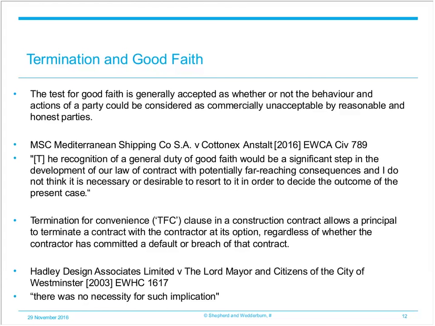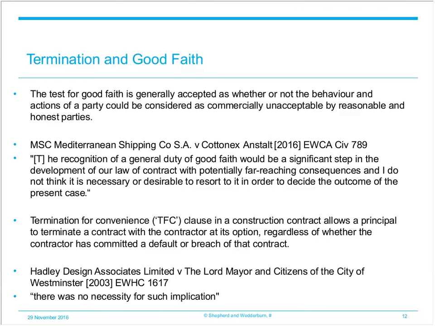Despite this clear statement, in more recent years, English case law has seen a growing willingness of the courts to imply a duty of good faith in certain circumstances. In Yam Seng against International Trade Corporation in 2013, for example, it was held that a duty of good faith could be implied into an English law contract where it was right to do so, based on the presumed intention of the parties and the relational nature of the contract itself.